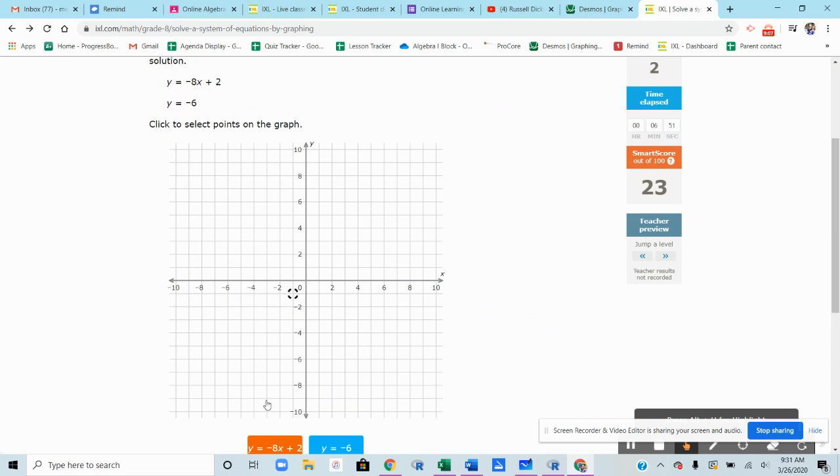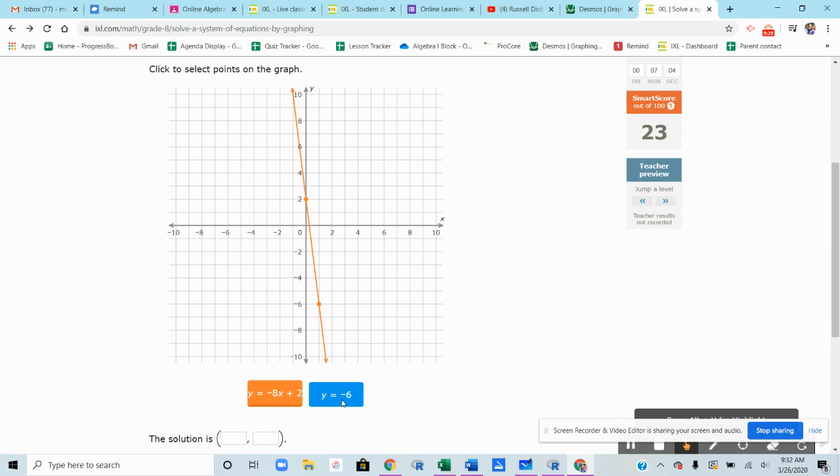Same thing. Our first graph has a slope of -8 and a y-intercept of 2. So y-intercept is 2. Slope is -8, which means you need to go down 8 and over 1. Your next one, you don't have an x, which remember y equals equations go side to side. So y equals -6, go to y equals -6. There's your line. Find your solution. It's at 1, -6.